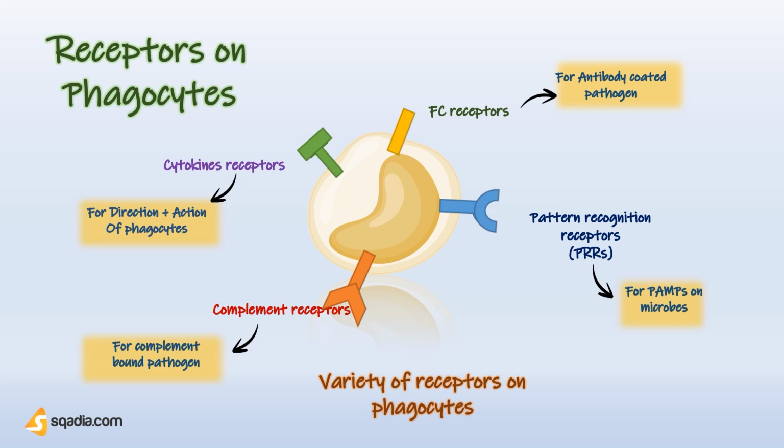So we learnt about production, recruitment, and receptors of phagocytes in this section. Now we'll be moving to the next and most important section that will explain in depth the mechanism of phagocytosis. So, continue learning.